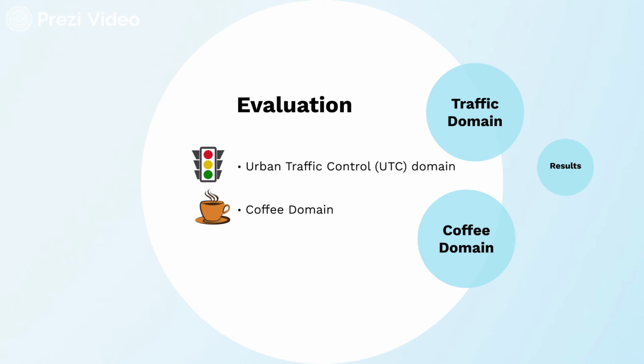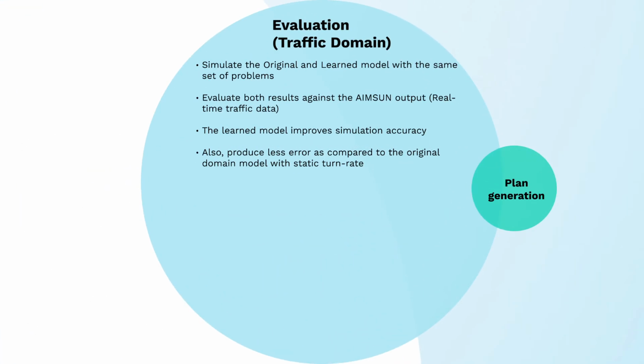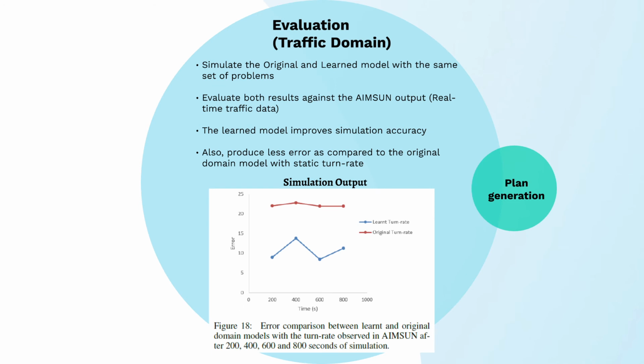To evaluate our proposed approach on the traffic domain, we check the simulation accuracy of the learned and original model using the same set of problems, then compare it against the EMSON output. Figure 18 illustrates the turn rate error comparison between learned and original model with the turn rate observed in EMSON. The result shows that the learned model improves simulation accuracy and produces less error as compared to the original domain model with static turn rate.